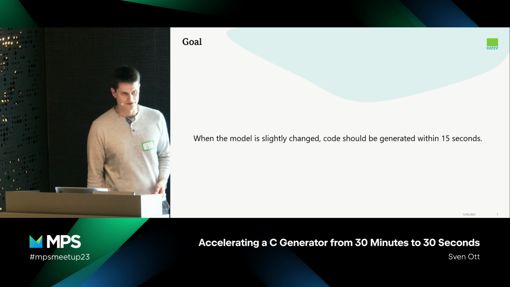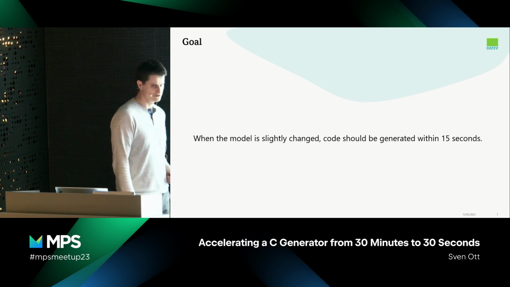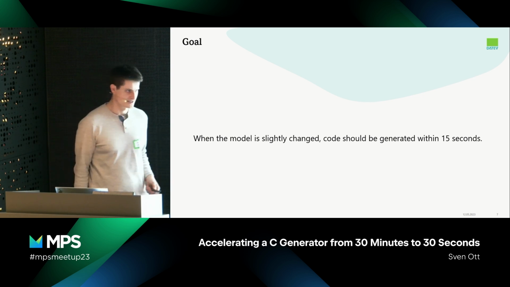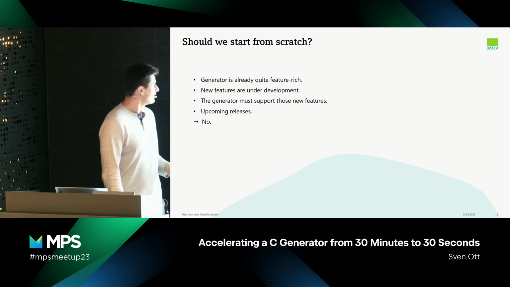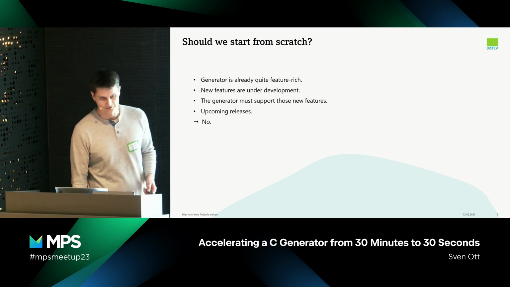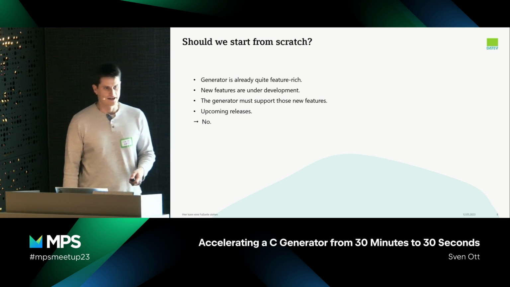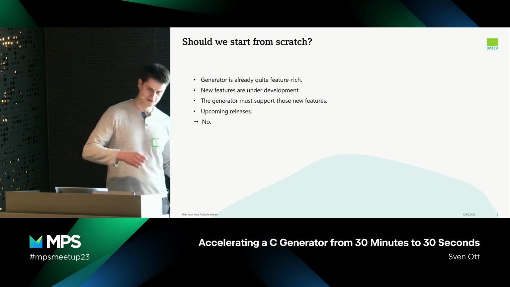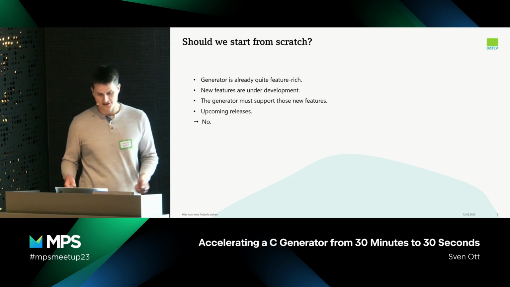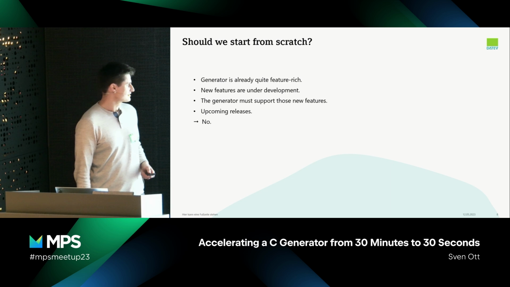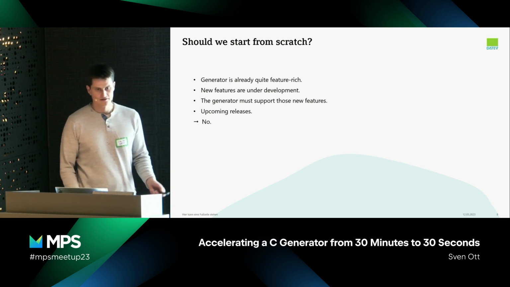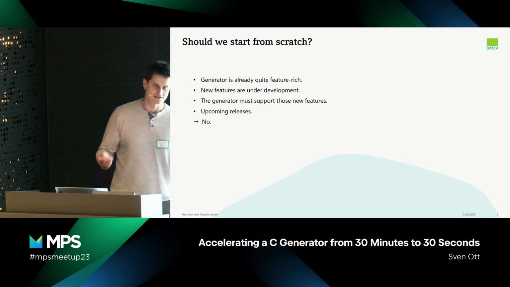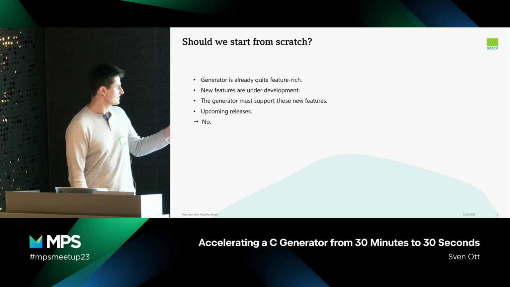You might think maybe we should have changed the technology. We were actually considering that, using Xtext, for example, instead of MPS generators. However, our generator was already quite feature-rich, and we had new features which we had to implement, and the generator had to support those features. So it was basically no option that one part of our team is re-implementing the generator from scratch in another technology while the other part of the team is maintaining the old generator.